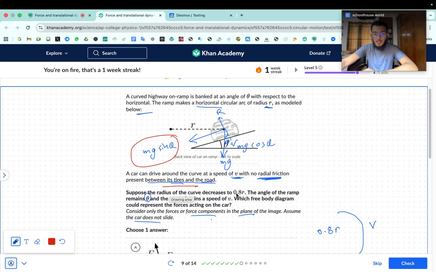Now the radius of the curve decreases, so the car moves a bit closer. So let's say this is the shape, something like this. The angle of the ramp remains theta and the car remains at a speed v. So what will happen? Let's see the forces acting on the car.